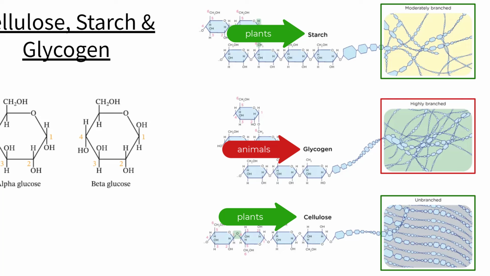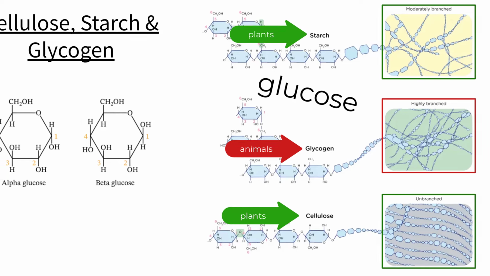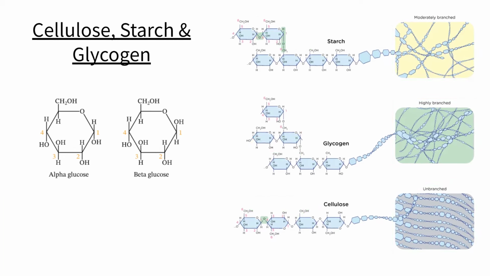And if we look at the similarities between these three molecules, we can see that all of them are made out of the same repeated structure, glucose. But before we talk more about these larger molecules, let's talk a little more about the structure of glucose. Glucose is a single sugar molecule that has a chemical formula C6H12O6, and commonly, but not exclusively, takes the shape of a hexagon.